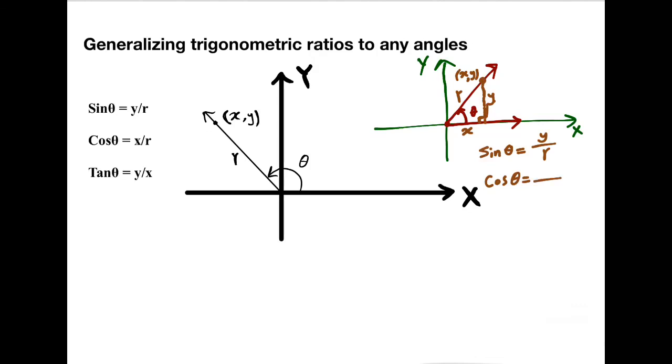Well, cosine is adjacent divided by hypotenuse. Adjacent in this case is x, and hypotenuse is still r, so x divided by r. And tangent of angle theta equals opposite divided by adjacent, which is y divided by x. So these were the trig ratios that we had in the previous video for acute angles. We will generalize this in exactly the same way for any angle other than acute angles.